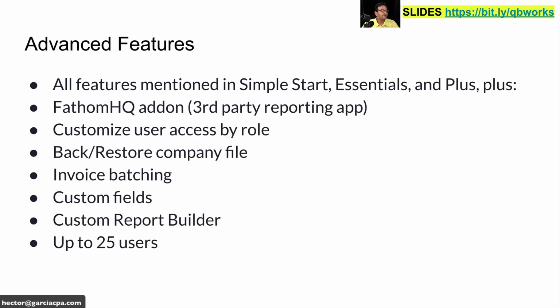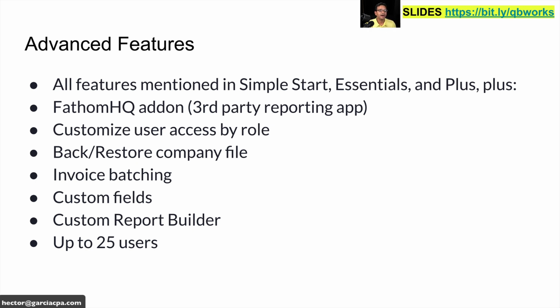Now, if you find yourself in a larger business that needs more than 5 users accessing QuickBooks Online, QuickBooks Online Advanced gives you up to 25 users. It comes built in with Fathom HQ, which is a third-party reporting app that allows you to do a lot more reports than QuickBooks Online can do by itself.